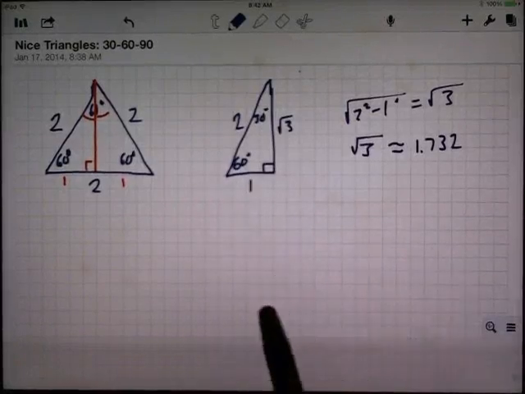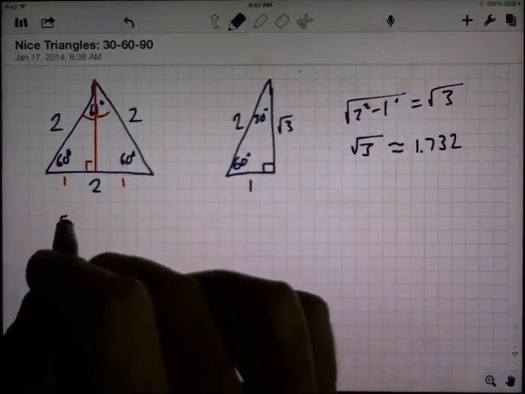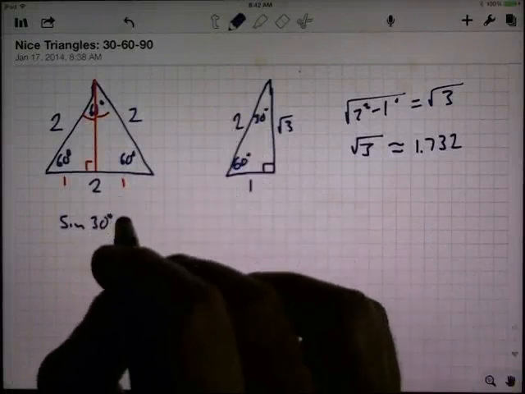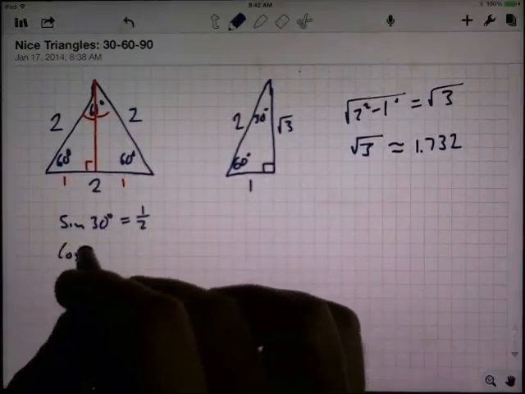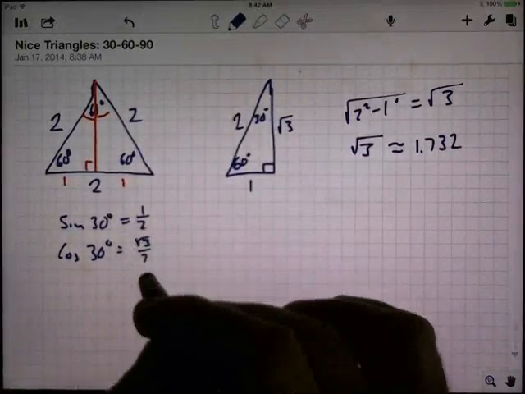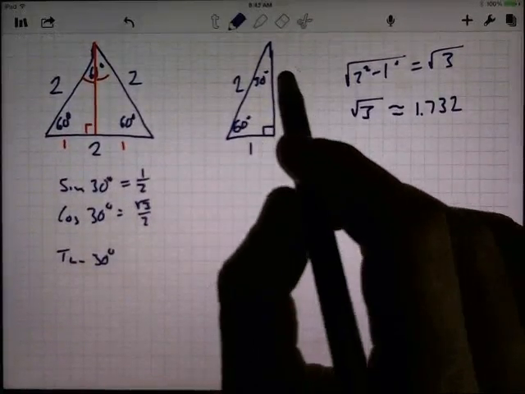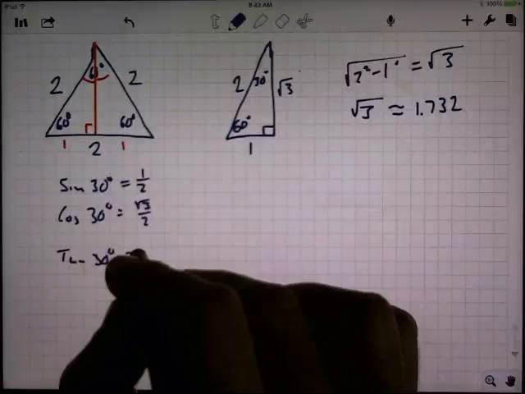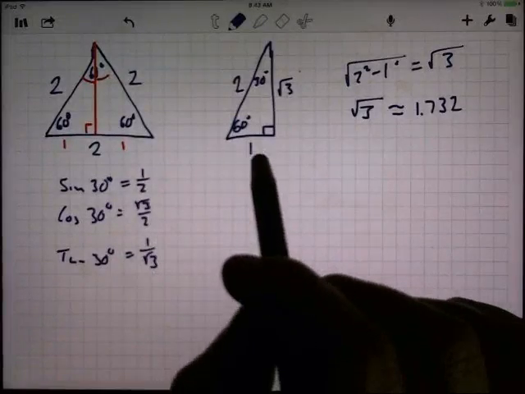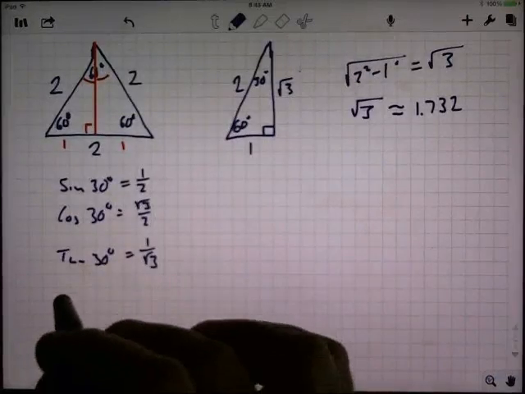But this is a great triangle now because I can see 6 trig functions of 2 different angles. For instance, I can see that the sine of 30 degrees is the opposite over the hypotenuse, which is 1 over 2. The cosine of 30 degrees is the adjacent over the hypotenuse, radical 3 over 2. The tangent of 30 degrees is opposite over adjacent. It's 1 over radical 3, and just like in the previous video, I would leave that this way. I think that's more simple than rationalizing the denominator.